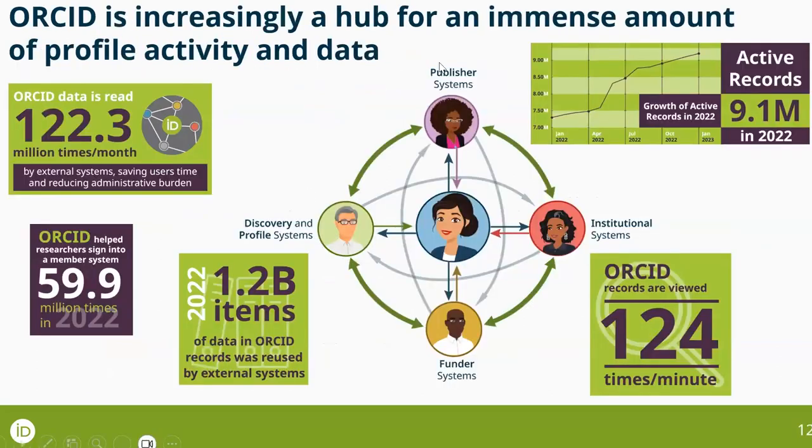And this is a snapshot of what we have achieved so far. ORCID is now increasingly a hub for a large amount of profile activity and data. In the center, you can see ORCID, and we engage with different stakeholders in this research ecosystem, with publishers and publisher systems, funders, and different institutional systems and discovery and profile systems.